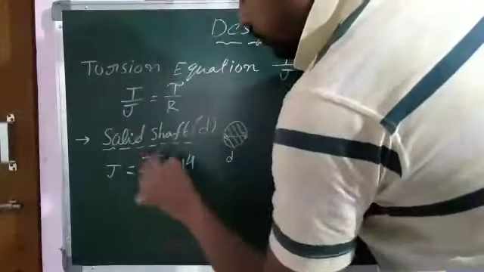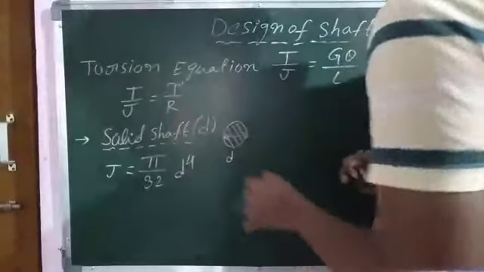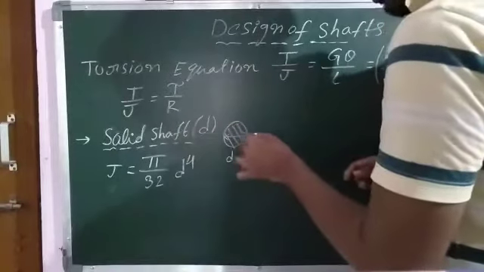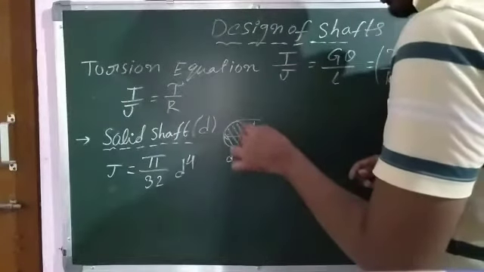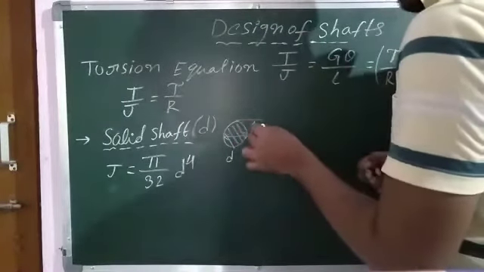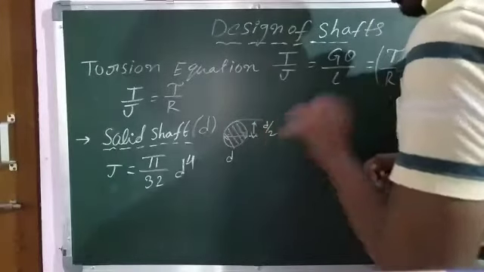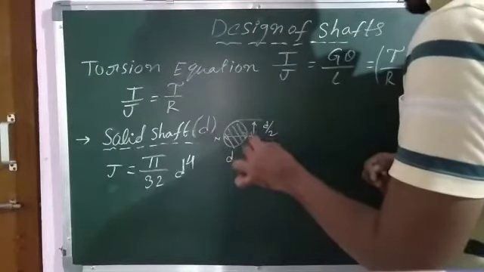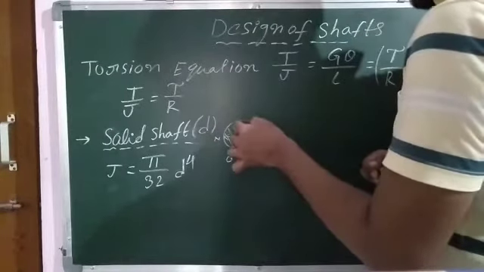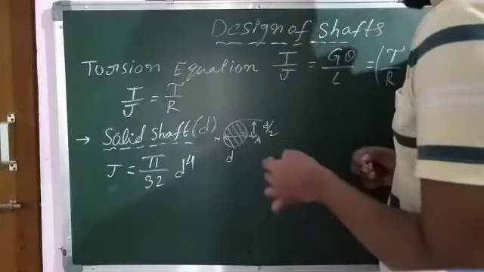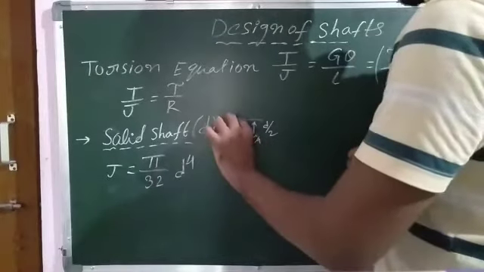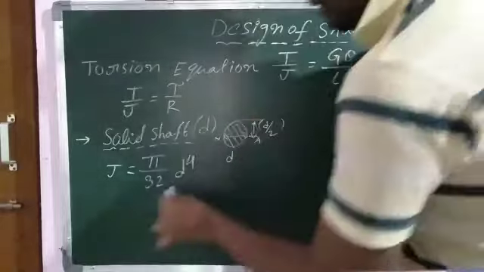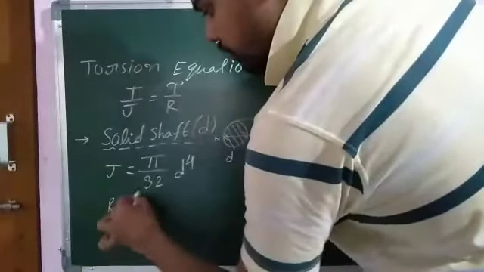Now substitute again here r. What is r? Here r represents the distance from the neutral axis, or centroidal axis, to the outer layer, the outermost fiber of the shaft. So simply the radius. What is the radius for us now? d by 2. Here radius is equal to d by 2. Then substitute r is equal to d by 2.